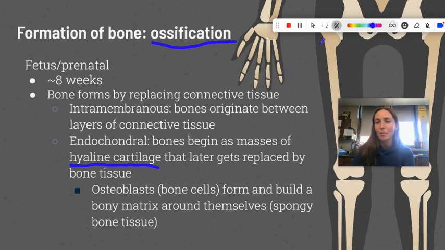And how is it getting replaced or built? We already know. We know it's those osteoblasts, those bone builders. They're forming a bony matrix around themselves and that cartilage. So we'll take a look at what that kind of looks like.